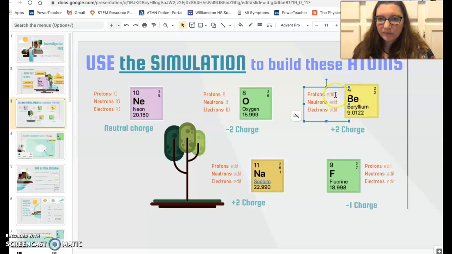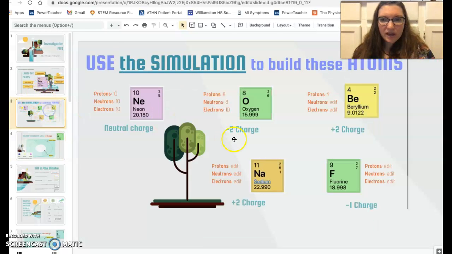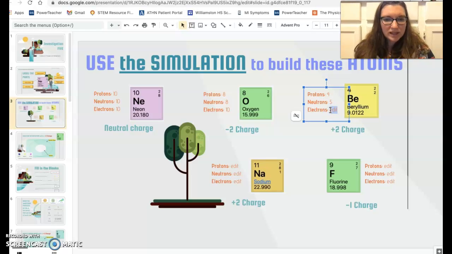Okay, so beryllium has an atomic number of 4, meaning 4 protons. It has an atomic mass of 9, so remember, the number of neutrons does not always equal the number of protons. It's definitely not a given. You got to check that atomic mass every time. So there's 9 atomic mass units, and 4 protons, so that's going to be 5 neutrons. And this one has a +2 charge, meaning there's going to be 2 fewer electrons than protons. So that means there's going to be 2.